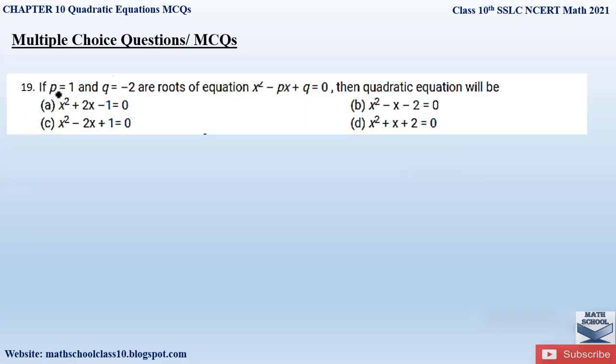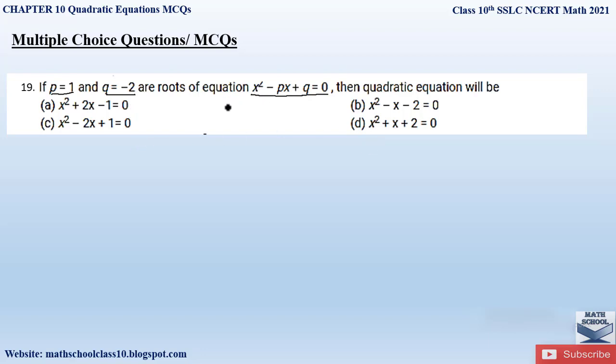Question number 19. If p equal to 1 and q equal to minus 2 are the roots of the given equation x square minus px plus q equal to 0, then the quadratic equation will be. So here they have given us a quadratic equation of the form x square minus px plus q equal to 0, and also they have given us the p value and the q value. By substituting the value of p and q in the given quadratic equation, we can obtain a quadratic equation of the form given in these options.